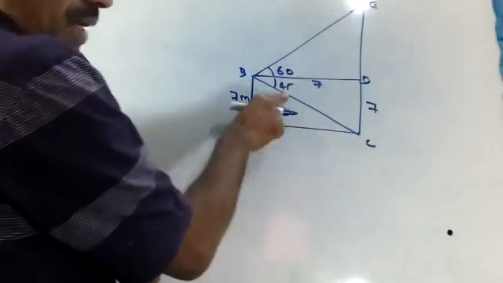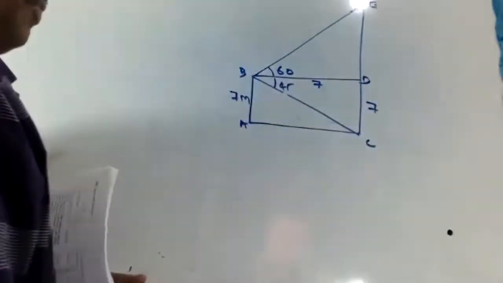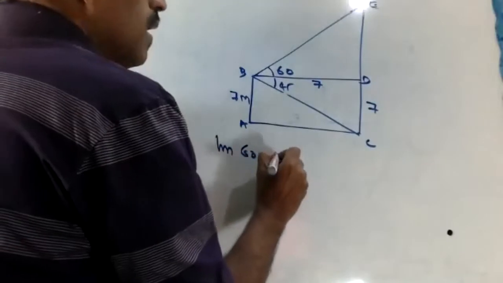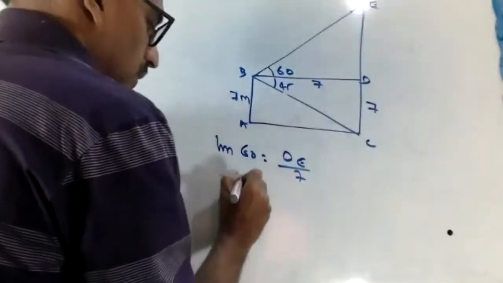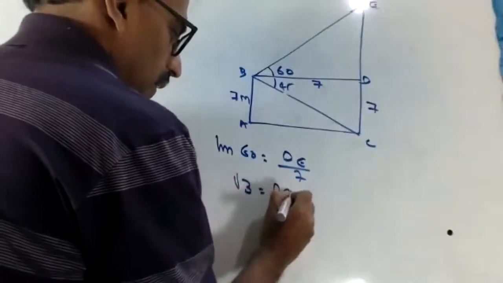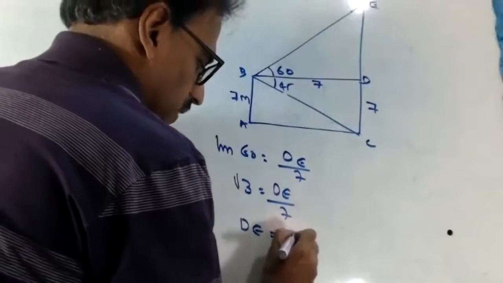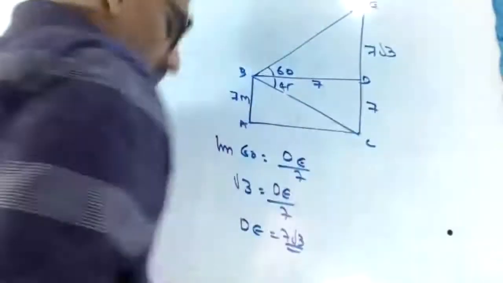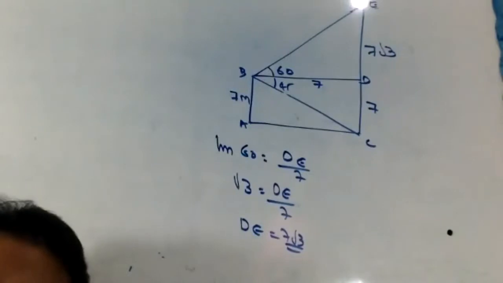You know that one. Tan 45 equals DC by BD. Tan 45 is 1. So tan 60 now: tan 60 is root 3, equals DE divided by 7, so DE equals 7 root 3. So this is 7 root 3. So the total is what? 7 plus 7 root 3, or 7 times.